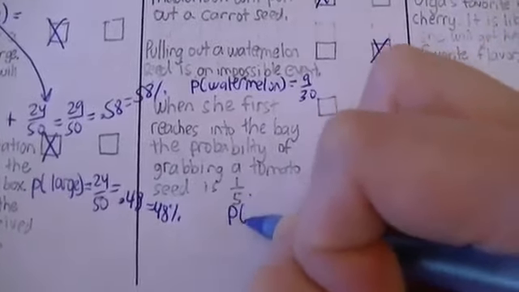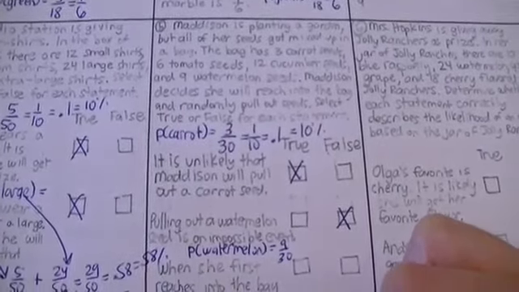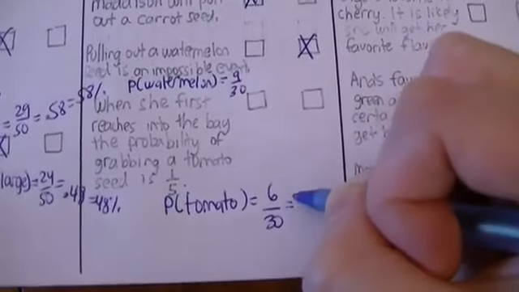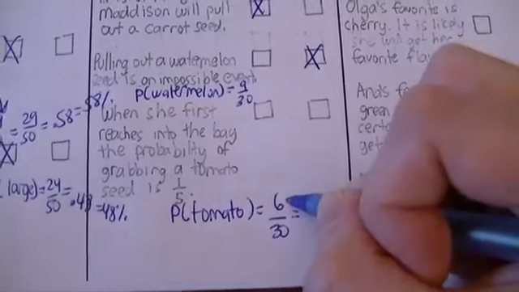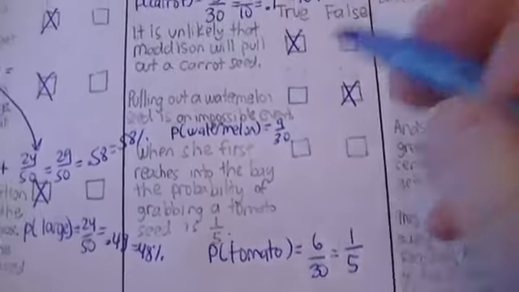Okay, when she first reaches into the bag, the probability of grabbing a tomato seed is 1/5. Let's find the probability of getting a tomato seed. The probability of getting a tomato seed is 6 out of 30. 6/30 simplifies down to 1/5, because I'm going to divide by 6, divide by 6, 1/5. So that is true.